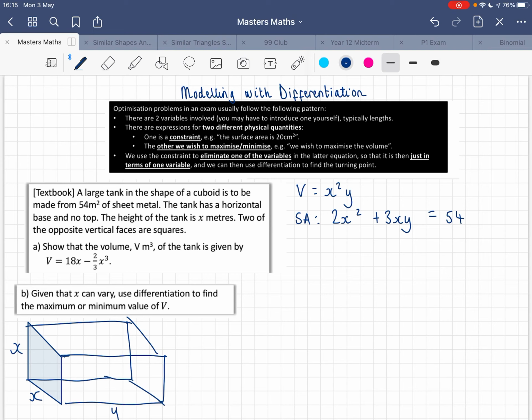Now, just like it says in that black box at the top, we want to use this constraint, the surface area, because that has a fixed value of 54, to get rid of one of the variables in the volume equation. So obviously, based on the fact that we're showing that it only has an x in it, we're going to rearrange the surface area equation so that y equals something.